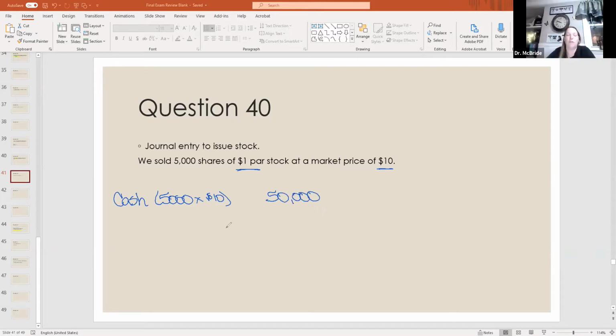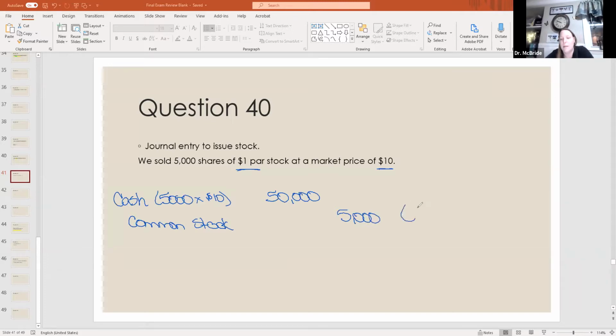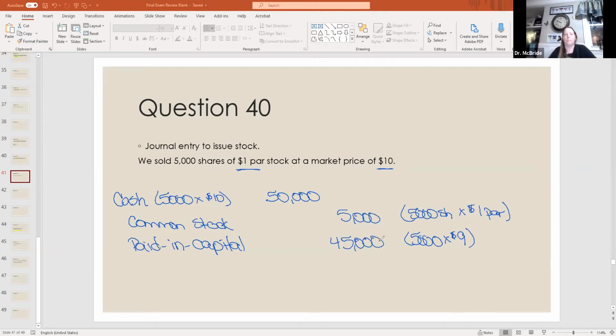Yeah, $50,000 in cash. Now, we're going to issue our common stock. $1 par, so it's going to be $5,000. That's the 5,000 shares times the $1 par. And then the paid in capital in excess of par is going to be 5,000 times $9, $45,000. And preferred stock works exactly the same, except the par value on preferred stock is used to calculate dividends. But the journal entries to issue it are exactly the same.